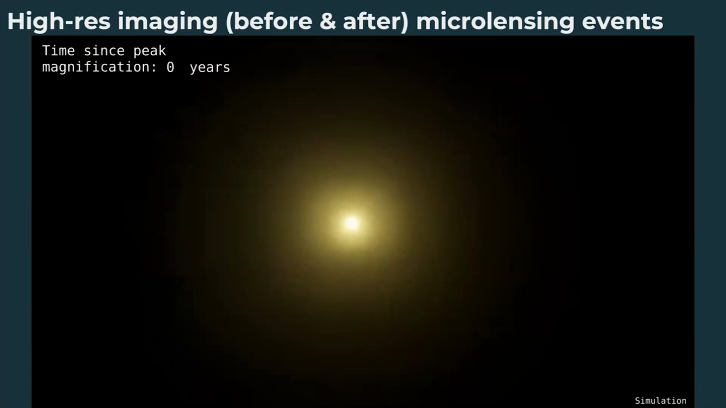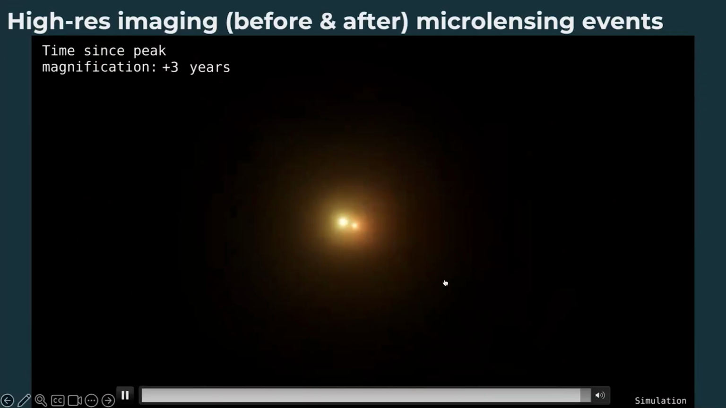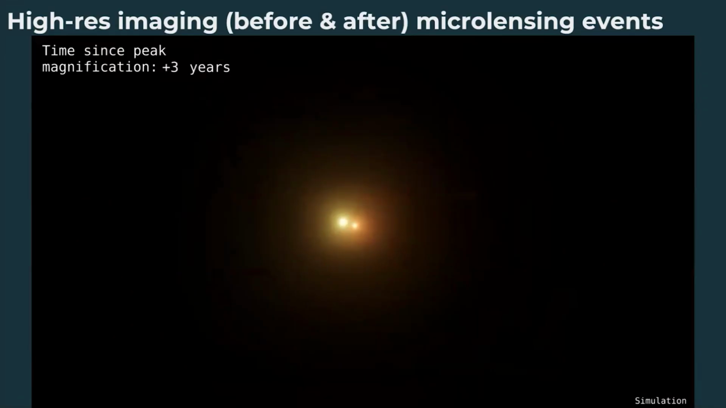Also, our solar system, of course, moves in the galaxy. At T0, there's a microlensing event, and then the source and the lens star separate from each other on the sky. And so our group and some others have led some high-resolution imaging campaigns several years after microlensing events. And one of the main goals is to directly measure flux coming from the lens object.